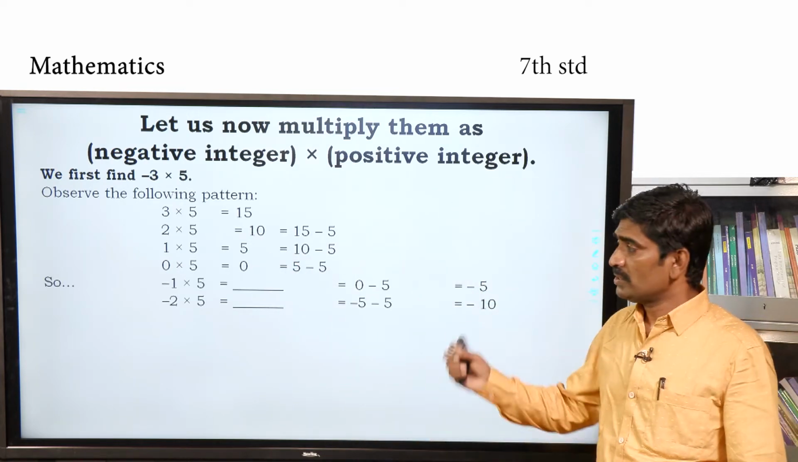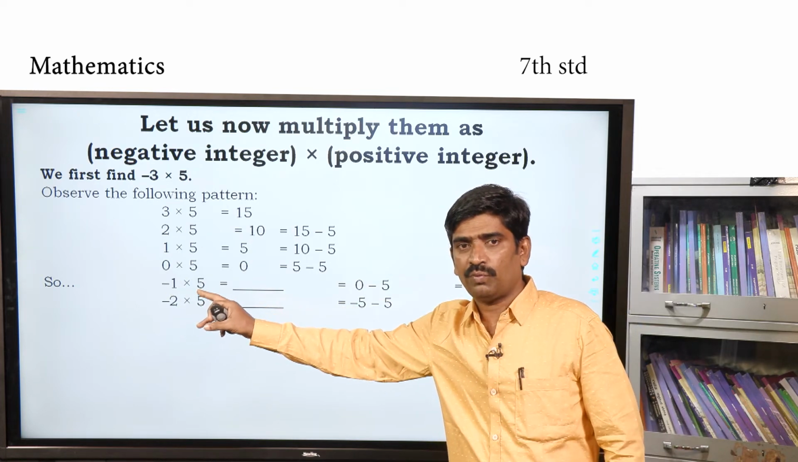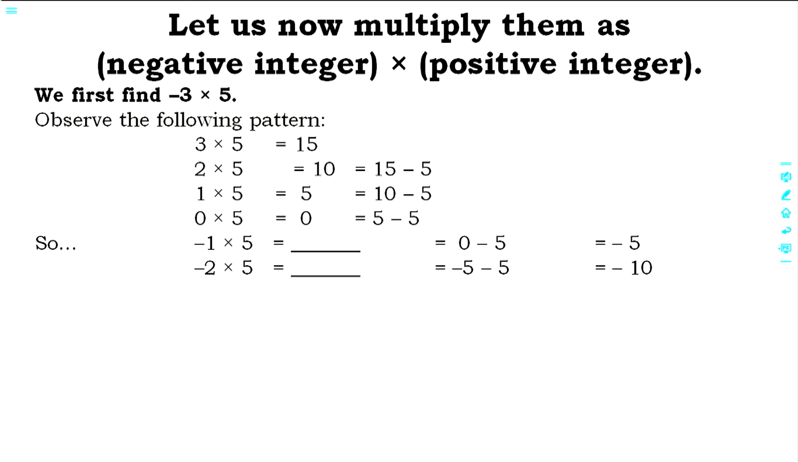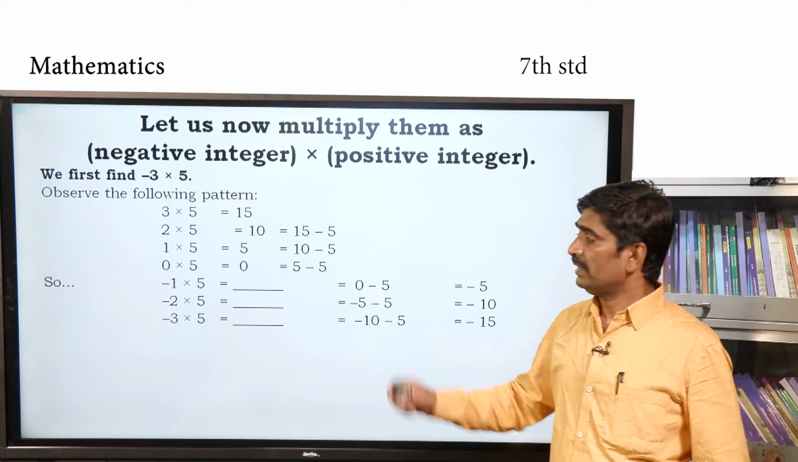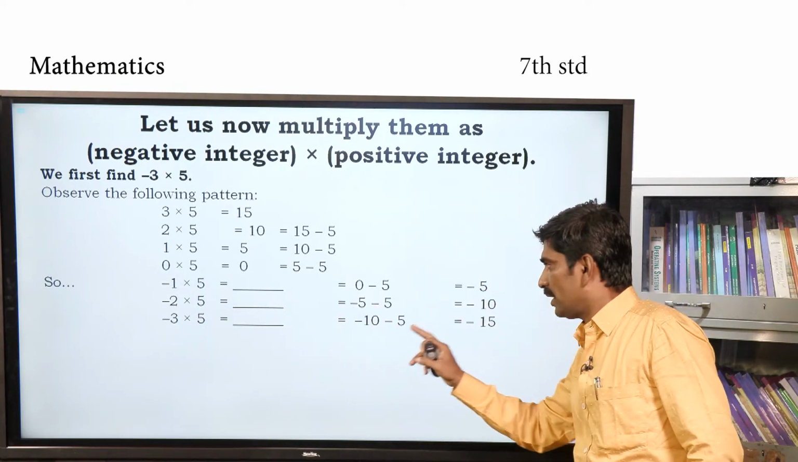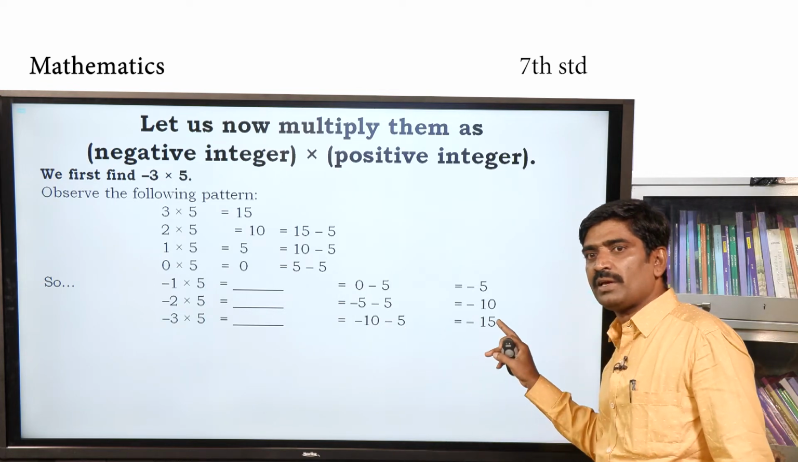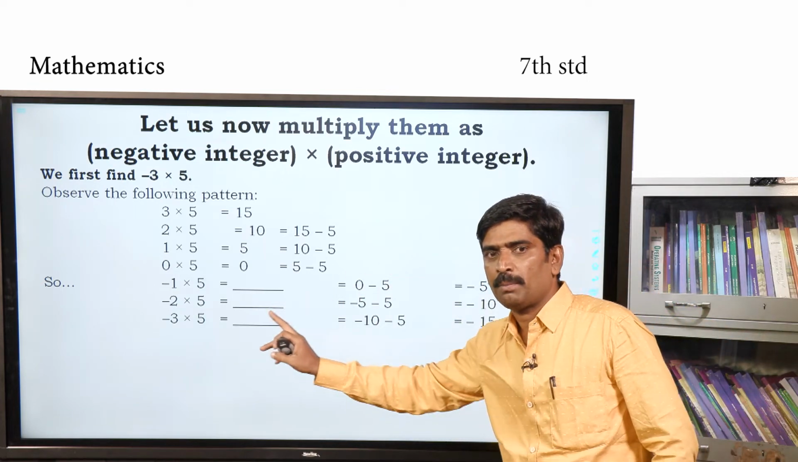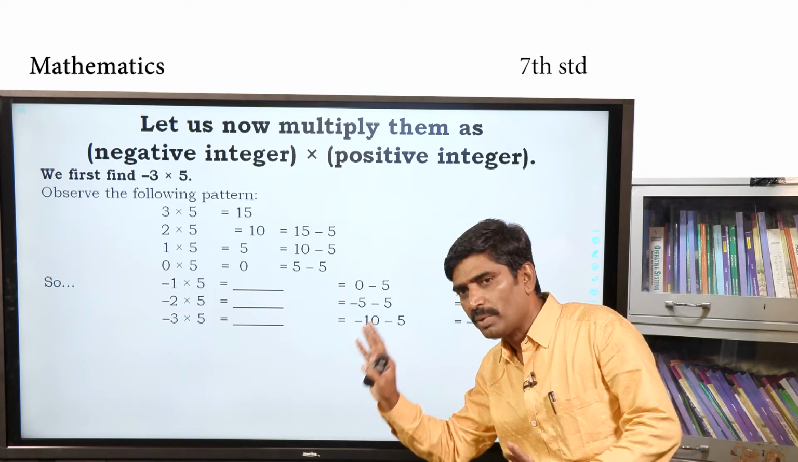Then similarly, minus 1 into 5 is given as a dash, because we do not know the answer. What is the pattern here? Subtract 5 from the previous answer: 0 minus 5 is minus 5. What is the dash filled by? Minus 5, very good. Next, minus 5 minus 5 is minus 10, so minus 2 into 5 is minus 10. Next, minus 3 into 5 is minus 10 minus 5, that is minus 15. So minus 3 into 5 is equal to minus 15.